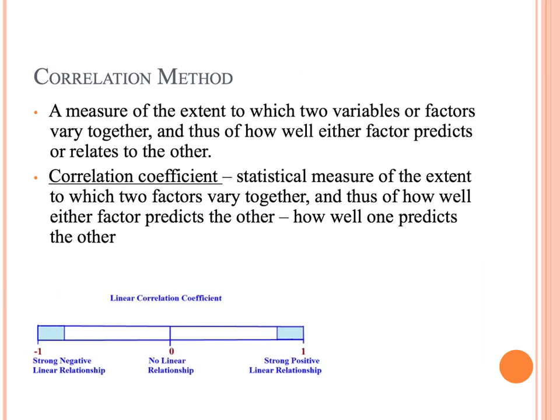To help narrow down a more quantitative value for this problem, we use the correlation coefficient. This is a statistical measure of the extent to which two factors vary together, and thus of how well either factor predicts the other. The range for the correlation coefficient is from -1 to 1, as you can see in this graph.